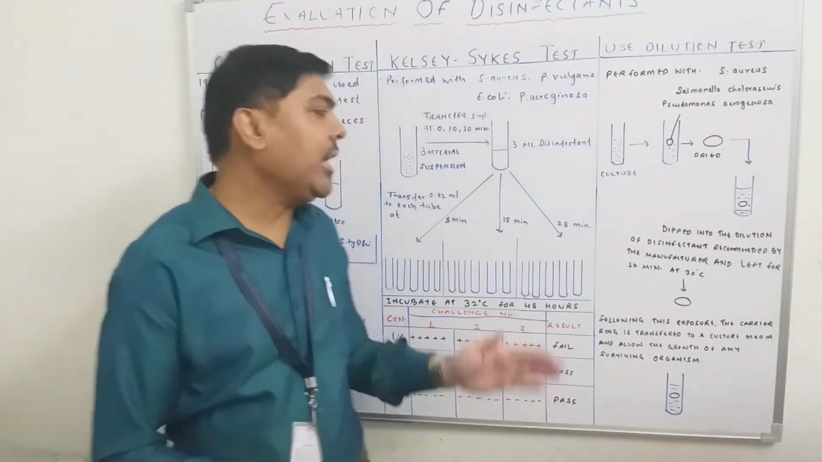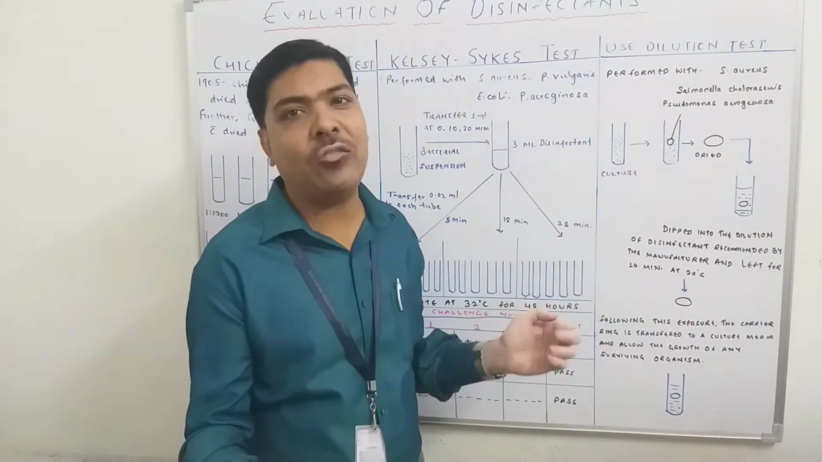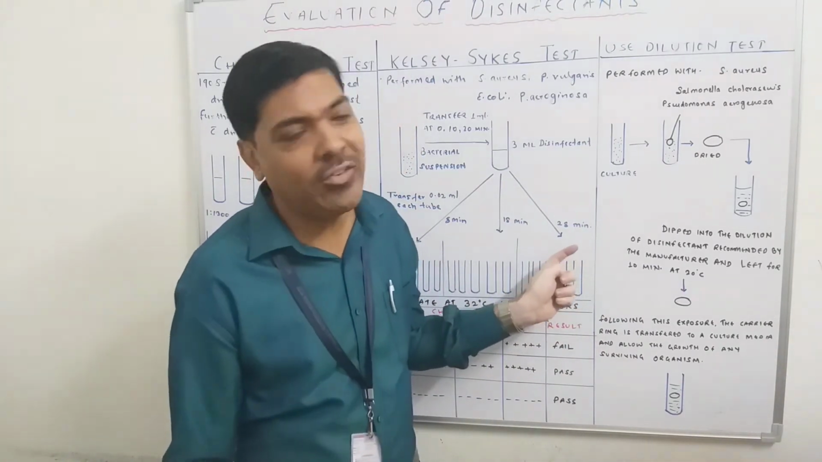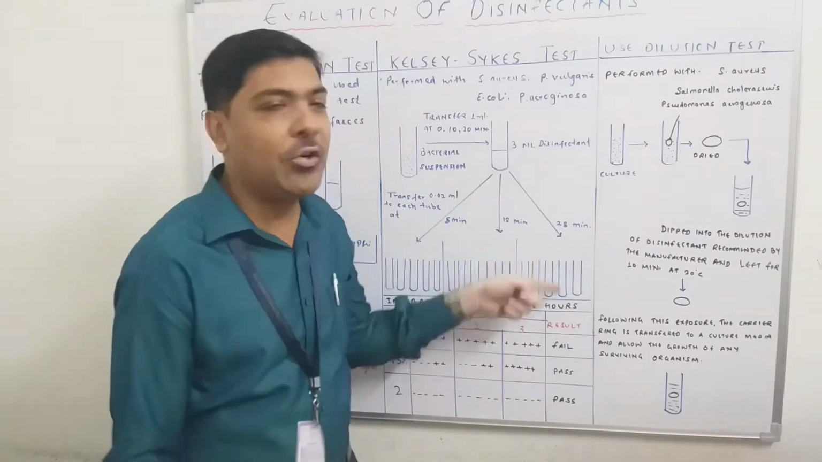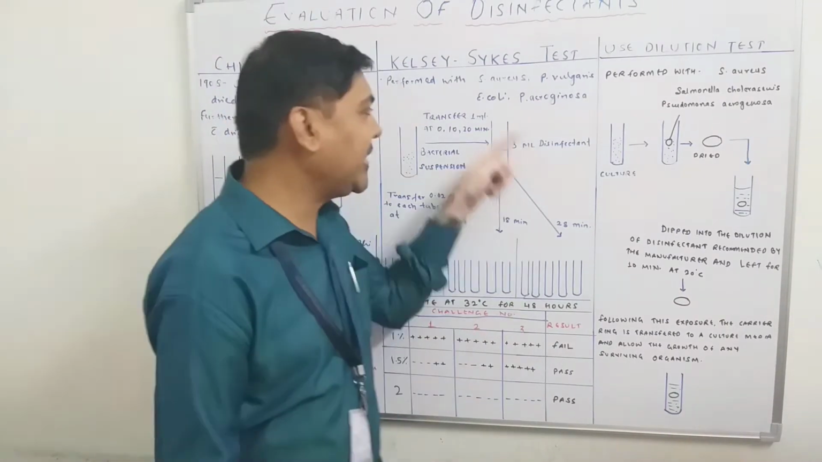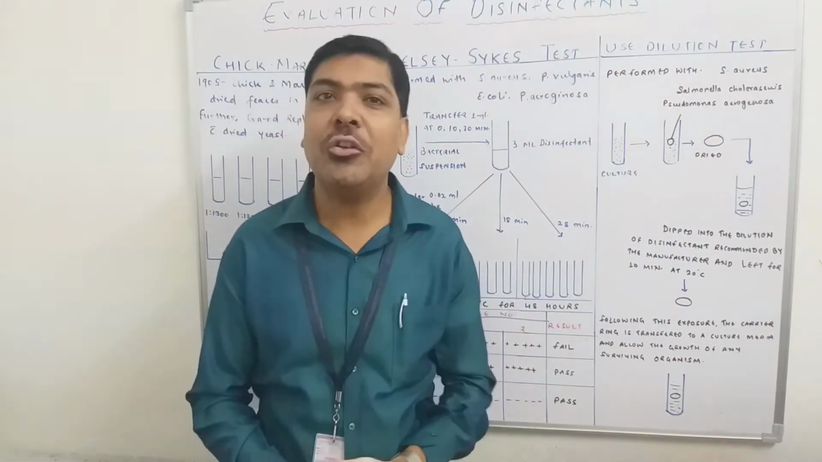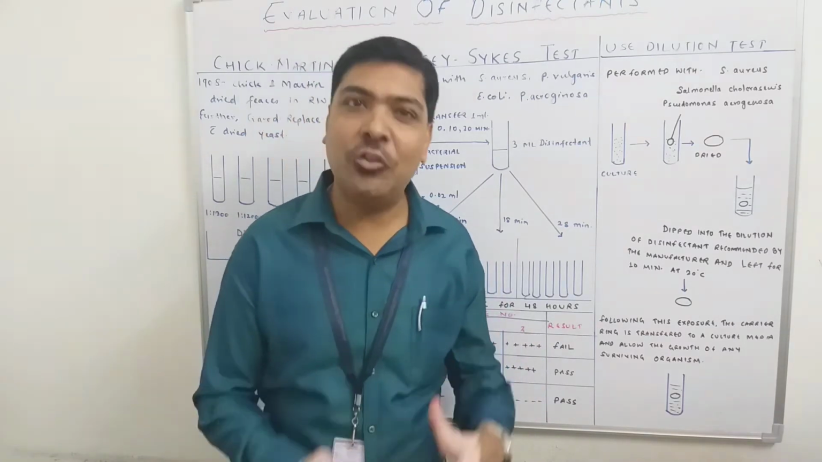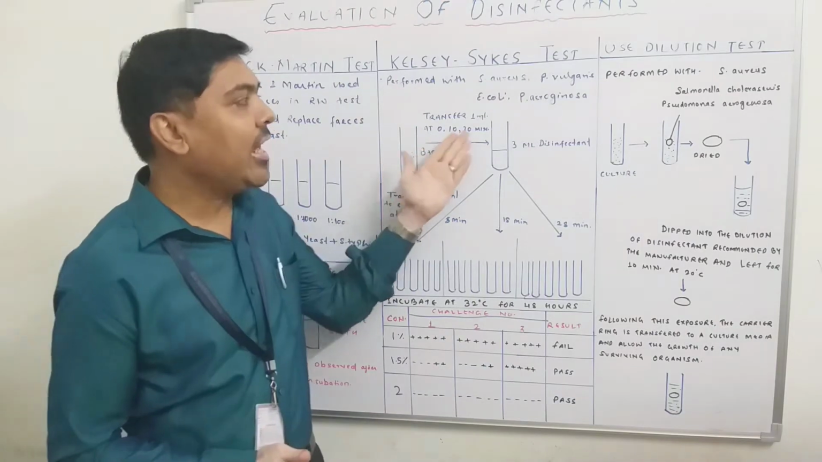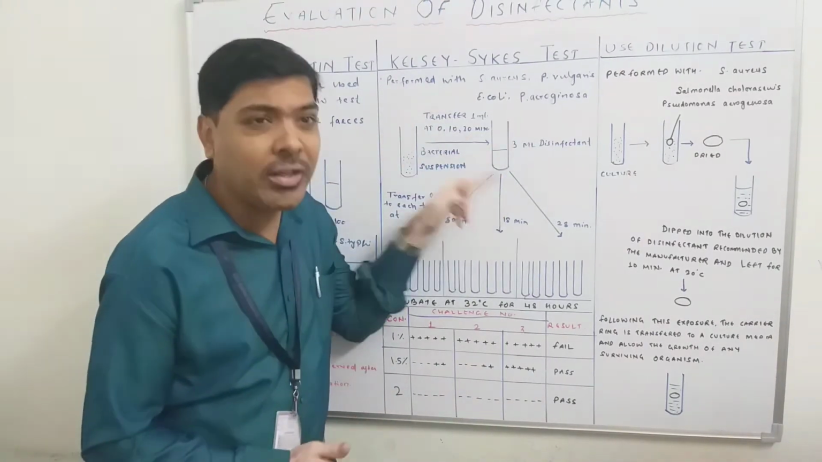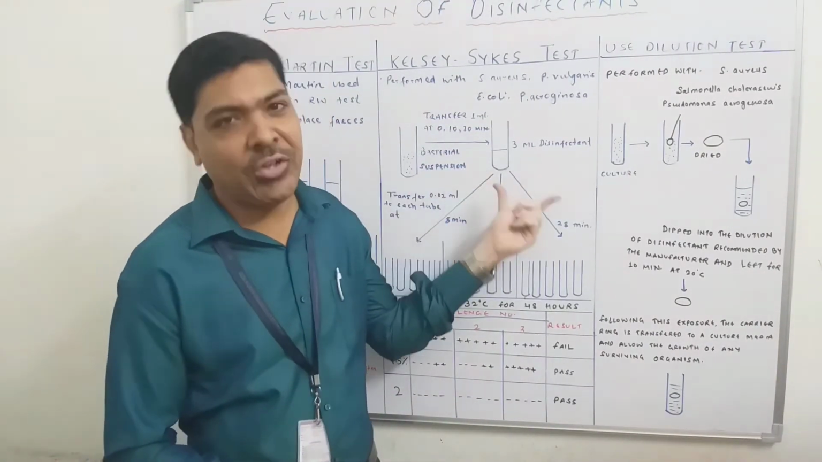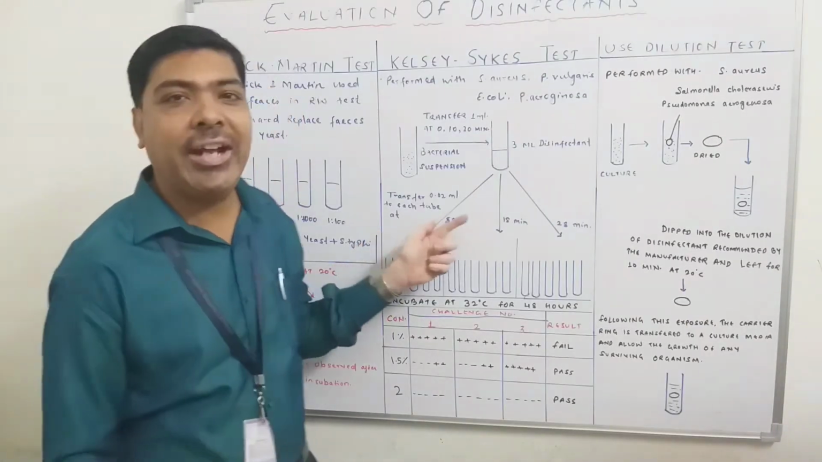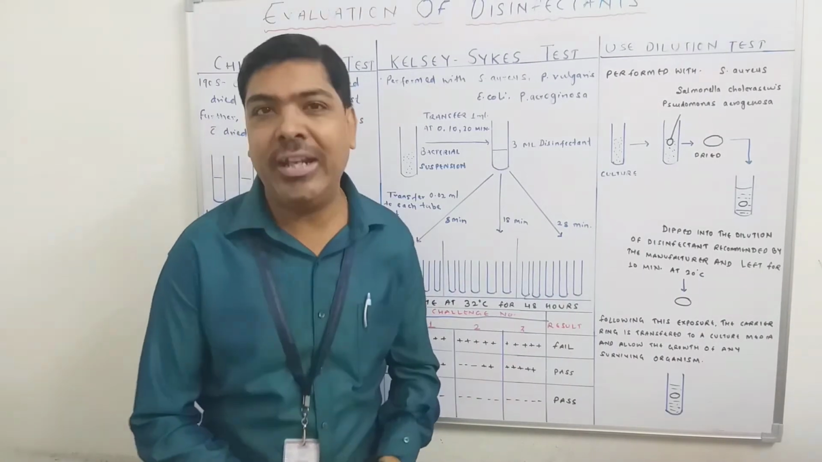At the 28th minute, after waiting another 8 minutes, we again withdraw 0.02 ml of this sample into 5 fresh tubes that contain the growth media. So at 0 minutes, 10 minutes and 20 minutes we load the bacterial suspension into the 3 ml of the disinfectant, and withdrawal is done at the 8th minute, the 18th minute and the 28th minute.